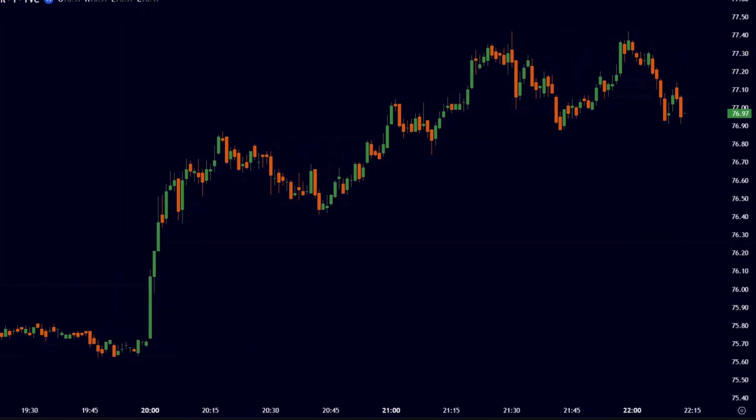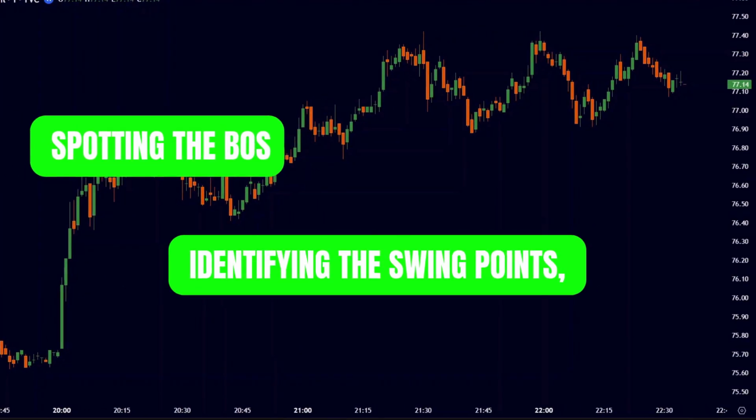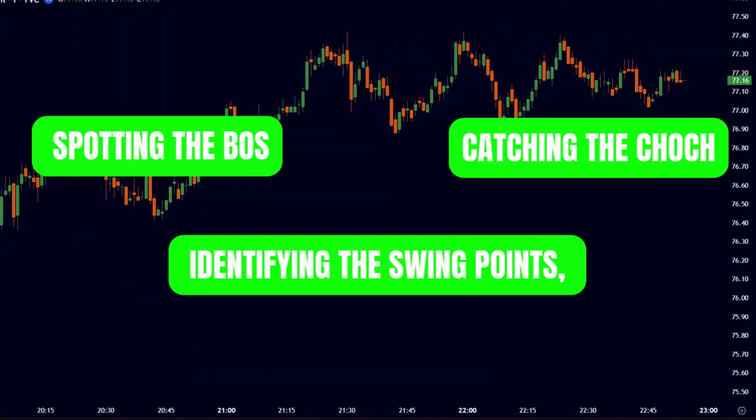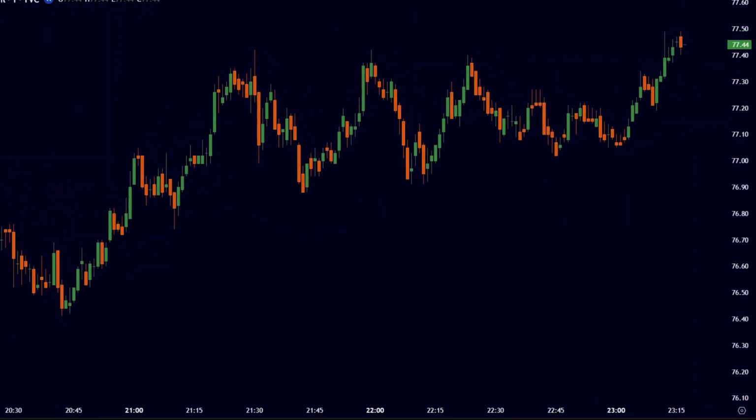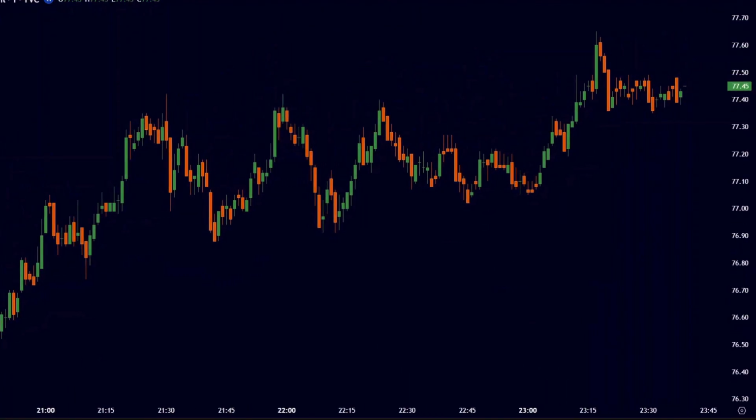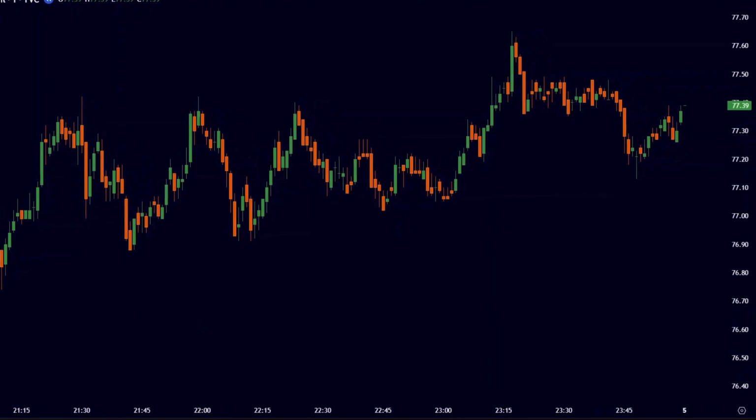Everything I just showed you, identifying the swing points, spotting the BOS, catching the CHoCH, this is something you need to practice manually on your charts first. Draw it out. Mark the structure. Let your eye get trained on these patterns.